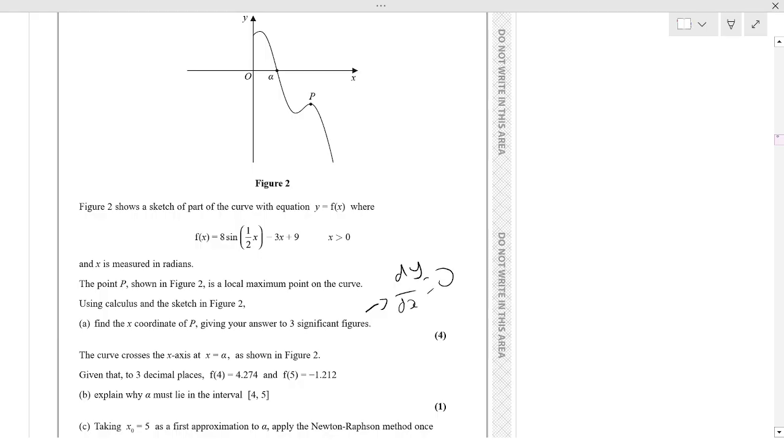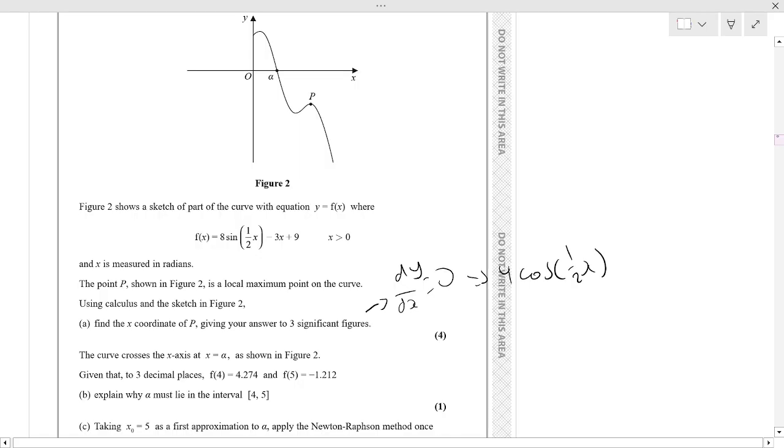So if I differentiate this, you would get 8 cos times a half, so that would mean 4 cos of half x minus 3. That will differentiate to minus 3, and 9 would go away because it's constant. And you have to set that to 0. You then need to essentially solve the equation. Cos of a half x would be 3 over 4. And that would be the first positive solution. So when you arc cos it, that would be the x coordinate, okay? Because obviously that's the first.